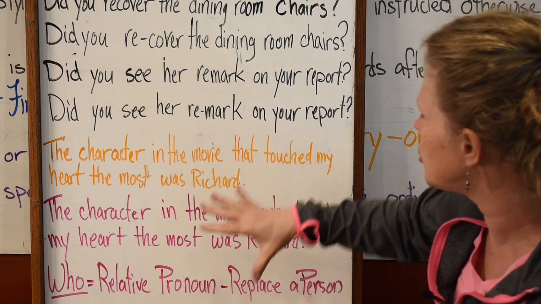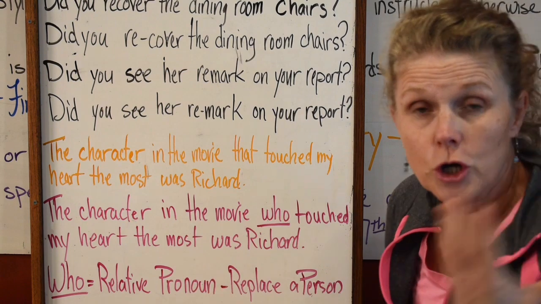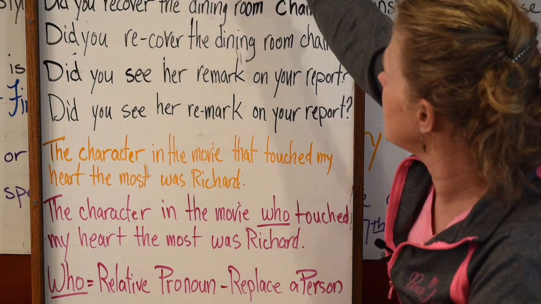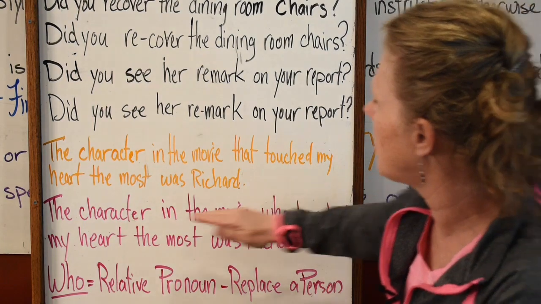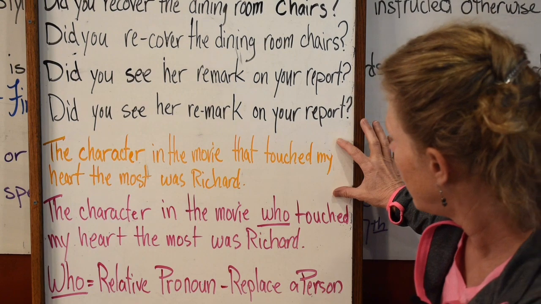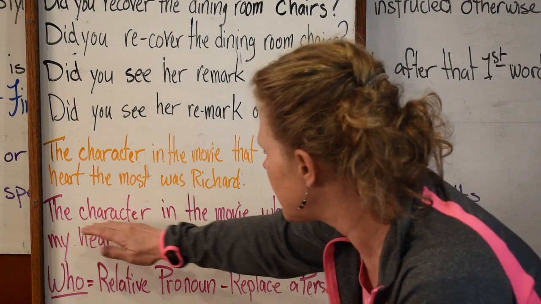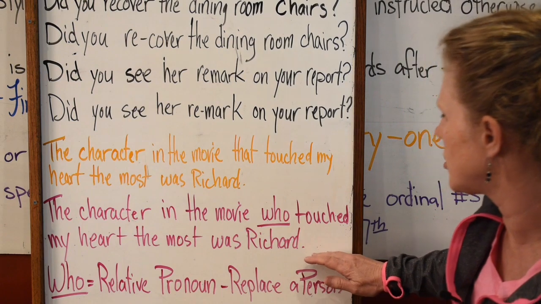So now we're going into another section and we're going to talk about the word who, and then we're going to go into whom. I didn't have enough room for this. Now, this is a completely different topic. The character in the movie that touched my heart the most was Richard. Okay, now look at this. Now, I want you to tell me what the mistake is. The character in the movie who touched my heart the most was Richard.